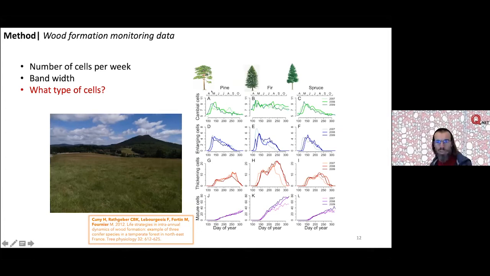Okay, so this is mainly for gymnosperm, and it is also possible to work, for example, with angiosperm, with not the number of cells, but the bandwidth. But you have to take into account which type of cells you are considering. So it's a bit more difficult, but it's feasible.